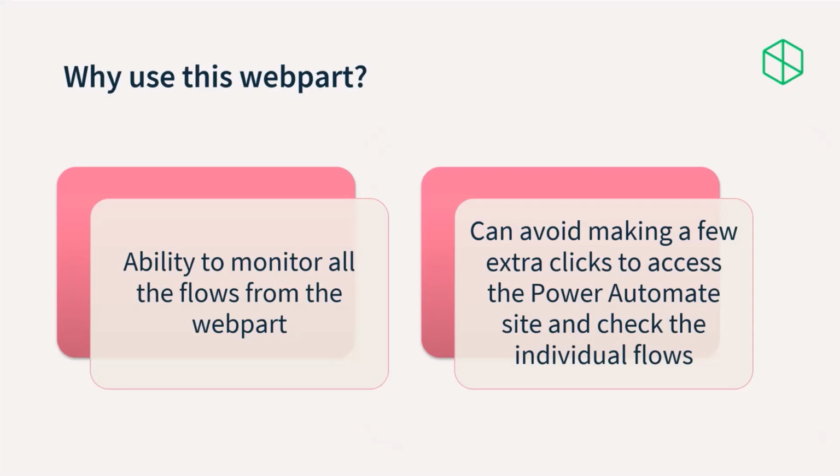Why use this web part? From an admin or IT support perspective, this is really very useful, as they can see all the flows in one place to check their statuses, showing the run history for the individual flow and making basic operations like restarting the flow just in a click. Most importantly, you can avoid making a few extra clicks to get into the Power Automate Center just to check the status of the flow.